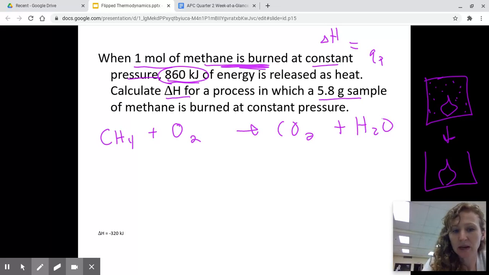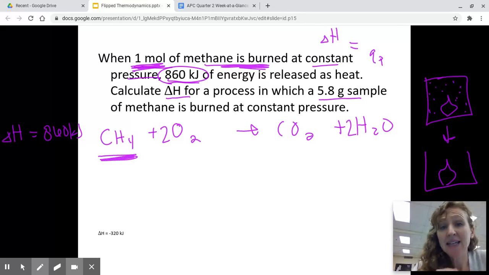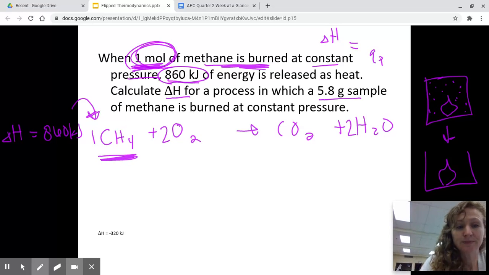And then, of course, we have to balance it. There we go. And so the enthalpy for this reaction is 860 kilojoules. And notice it's specifically for 1 mole of methane. When I balance this reaction, I need to balance it so that I get 1 mole of methane. Now, it just automatically balances out nicely for us. But if I had balanced it and gotten like 2 moles of methane, I would have just had to divide all the coefficients by 2 so that I'm balancing it specifically for the amount of methane that the kilojoules is linked to.